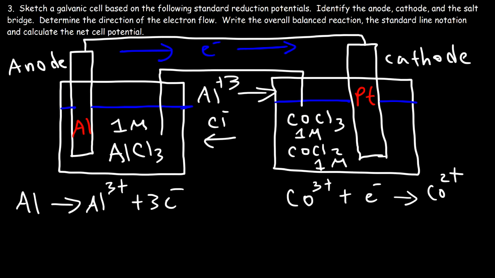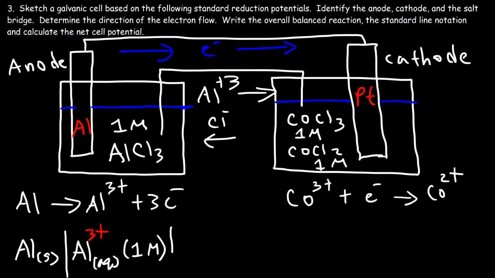Now the last thing that we need to do is write the standard line notation or cell notation. So we're going to start with the anode material. That's aluminum metal. And then we need a vertical line to change from the solid phase to the aqueous phase. And so in the aqueous phase, we have the aluminum 3+ cation with a concentration of 1 M. Now, we need a double vertical line to separate the anode half reaction and the cathode half reaction.